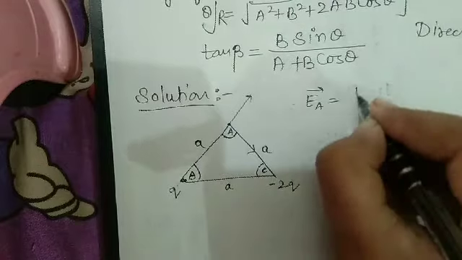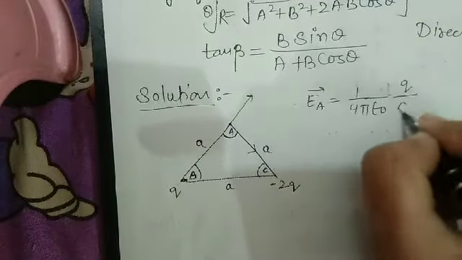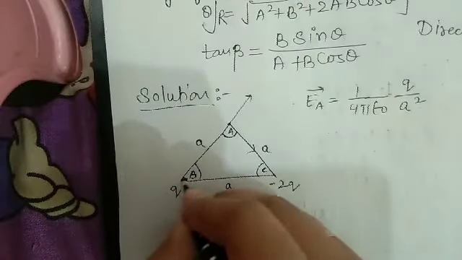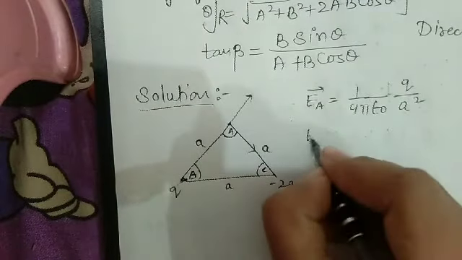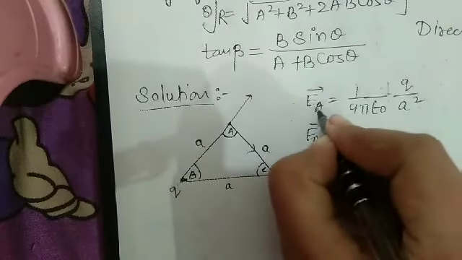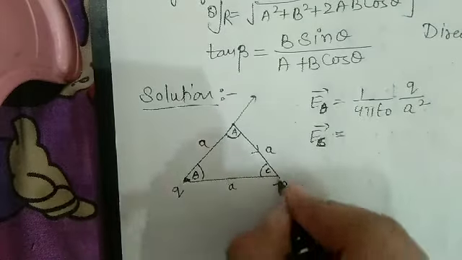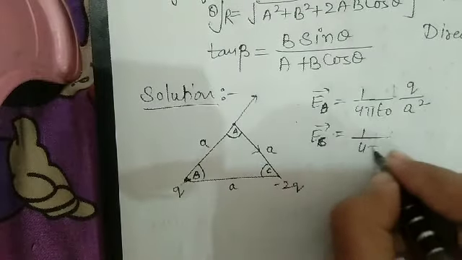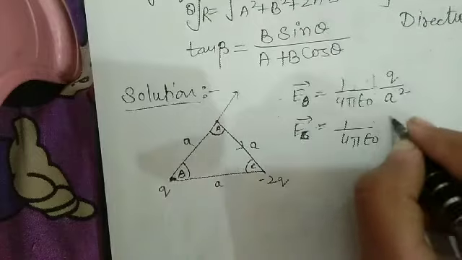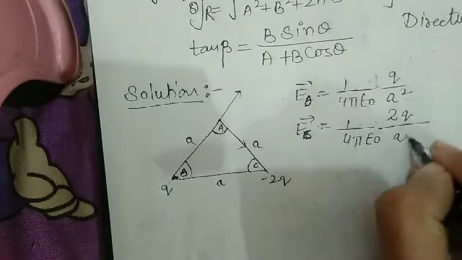EA is equal to 1 upon 4 pi epsilon naught Q upon A square. Charge upon separation square. That is the electric field due to the B charge, and this is due to the C charge. It will be 1 upon 4 pi epsilon naught, charge is 2Q, and the separation is the same, so 2Q upon A square.